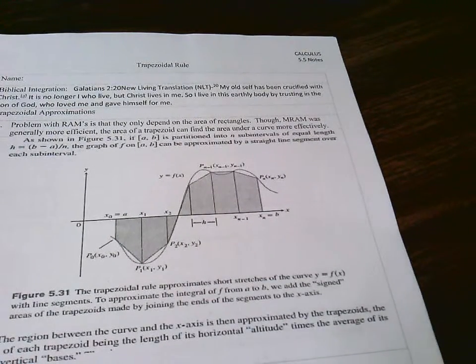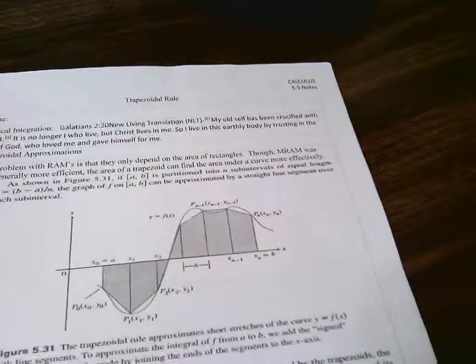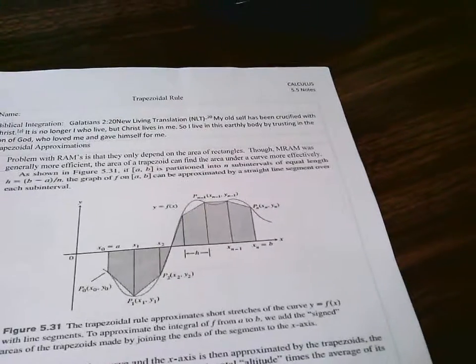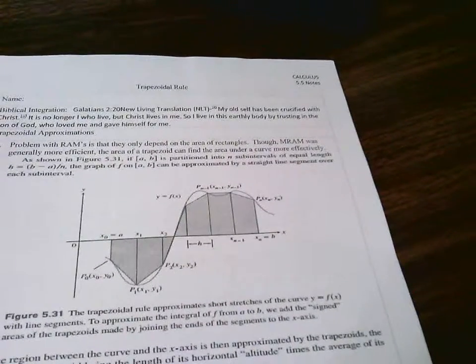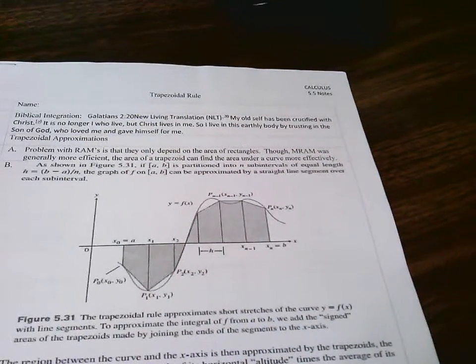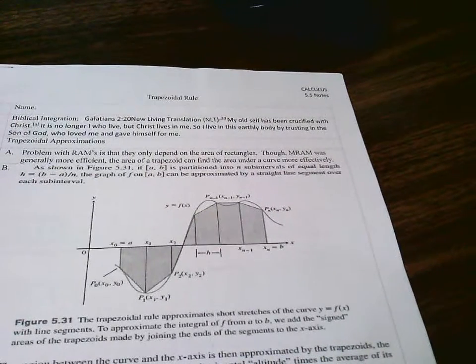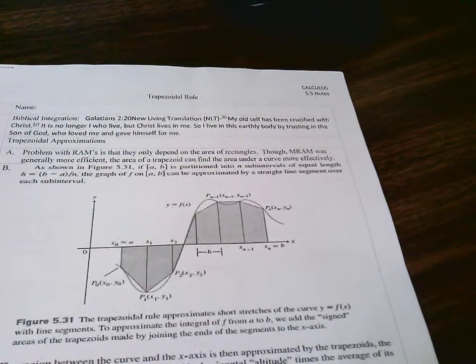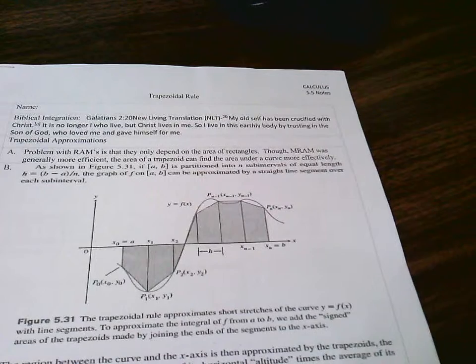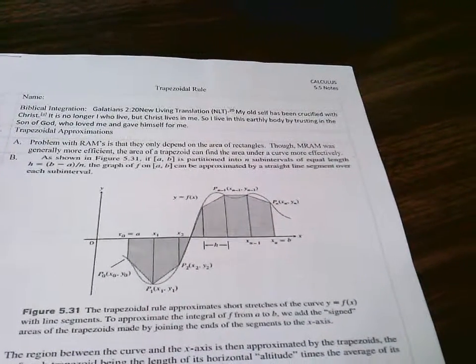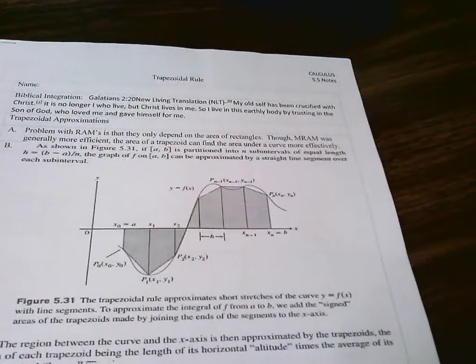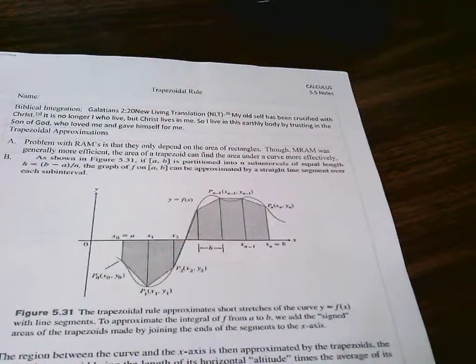Galatians 2 says, "My old self has been crucified with Christ. It is no longer I who live, but Christ who lives in me." So what that is saying to me is that Christ is filling up the area within you, so that when you walk, all that's going to embody you is Him, is Christ. So you can walk just like He walked. So exciting. So let's go to our calculus.